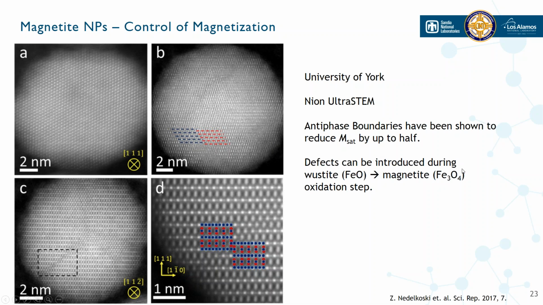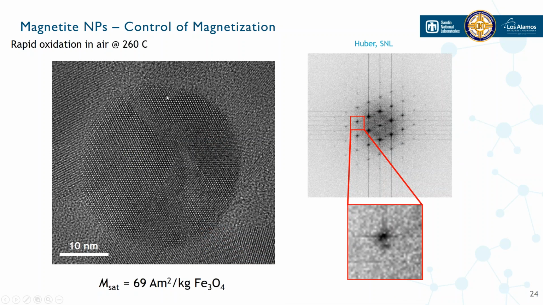In the synthesis of magnetite, there's often this wustite to magnetite oxidation step, and it's this step where we can see the inclusion of these defects. This is done on a CEOS camera, but it's just showing some of the preliminary work. This is an ex-situ oxidation in air at high temperature, and we can see that we get the inclusion of defects when we have such rapid oxidation. This is in collaboration with Dale Huber from Sandia National Labs, and we have a fairly good but relatively low MSAT of 69 amp meter squared per kilogram. Bulk is around 90.